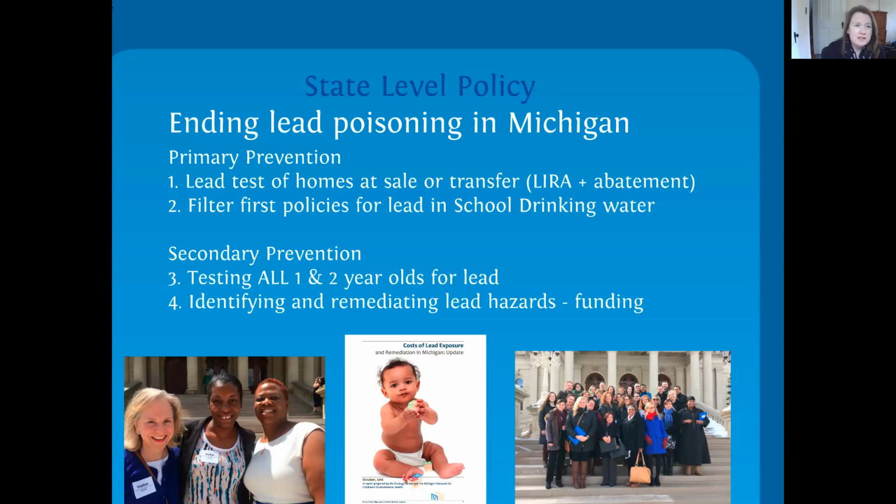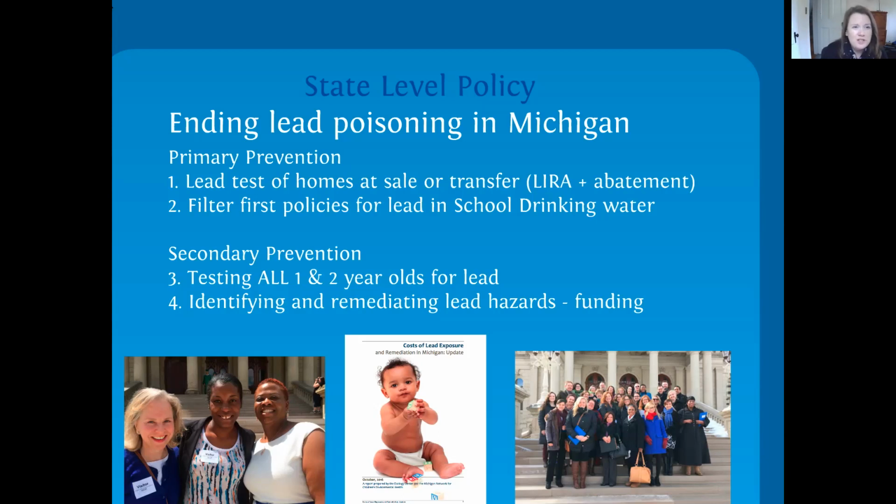So LIRA is lead inspection risk assessments plus abatement of lead hazards in homes. This is a heavy lift. There would be quite a bit of opposition to it. So this is a longer term strategy to move this. There are some pilot projects underway, and we hope to foster a few more to actually do testing of homes and the environment. So that could be the paint on the walls and the dust on the floors, the plumbing infrastructure, and so on and so forth.